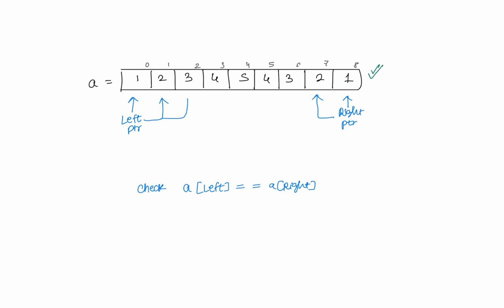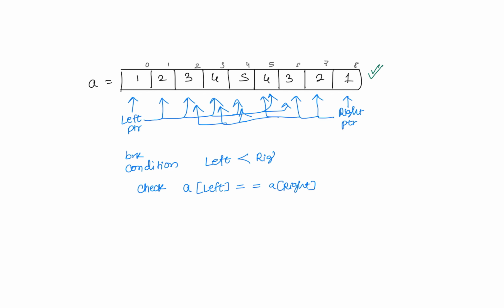2 is matching with 2, 3 is matching with 3, 4 with 4, 5 with 5. Now technically I should stop. And if I don't stop, the left pointer will move to 4 and the right pointer will move to 4. And these two are matching, but we don't need to check that because we already know it's a palindrome. So we need a condition, a break condition. Continue looping while the left pointer is less than the right pointer. Once that condition fails, we stop.